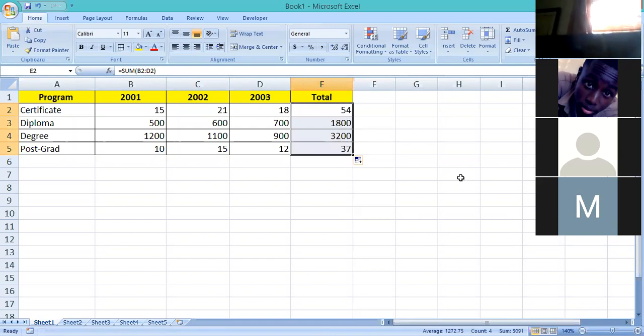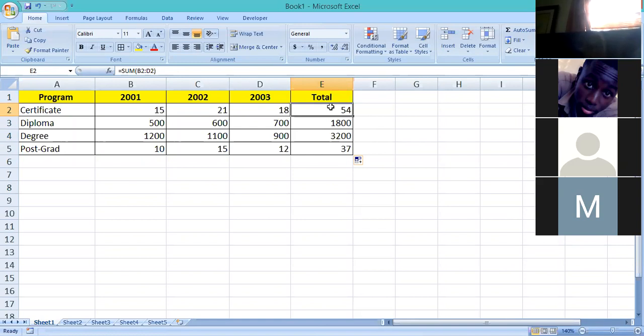What happened when you drag it down? You get all the answers. It gives everything. Good. So that is why I was telling you that we already did relative cell addressing. It's just that we did not use the appropriate terminology, all right?